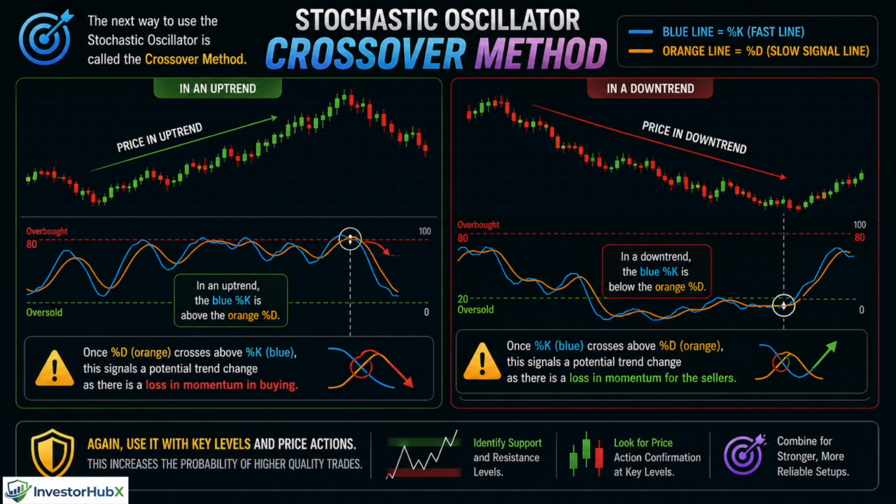On the other hand, in a downtrend, the blue %K line is generally below the orange %D line, showing stronger bearish momentum. Similarly, once the blue %K line crosses above the orange %D line, this creates a bullish crossover. This signals a potential trend change because selling momentum may be weakening.